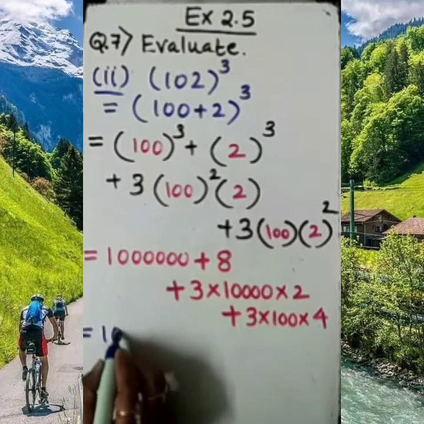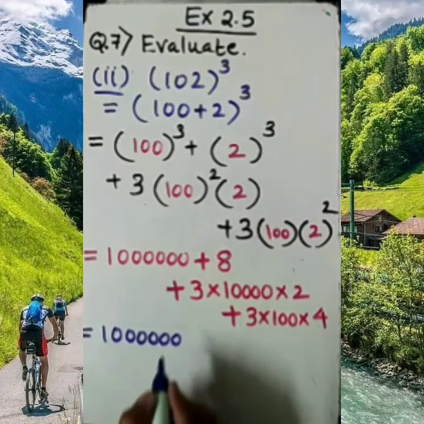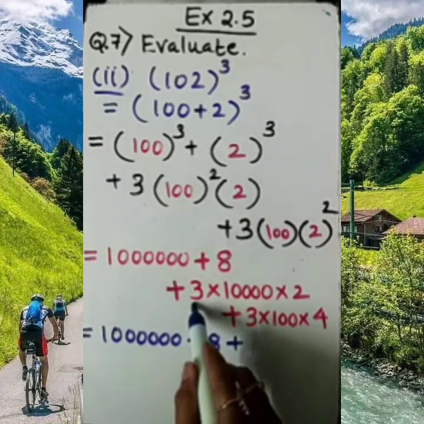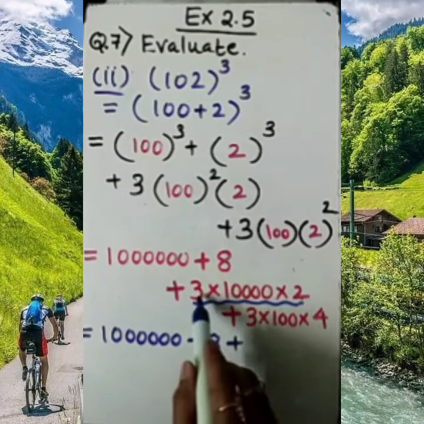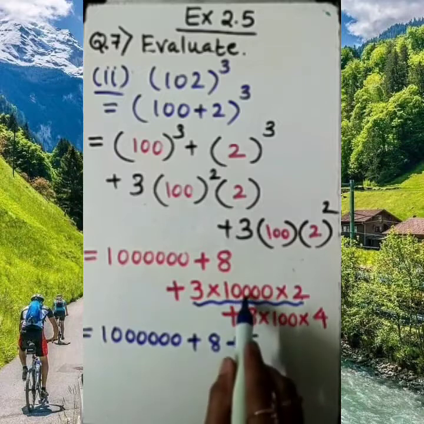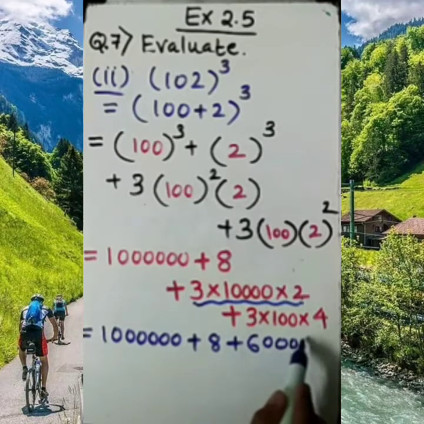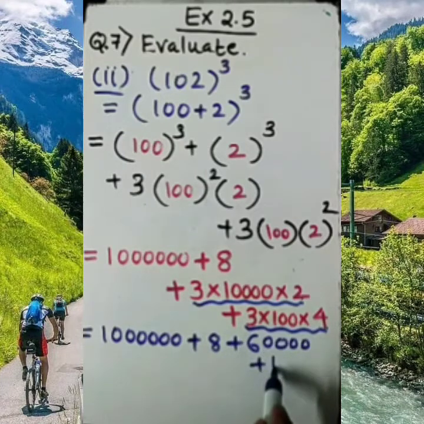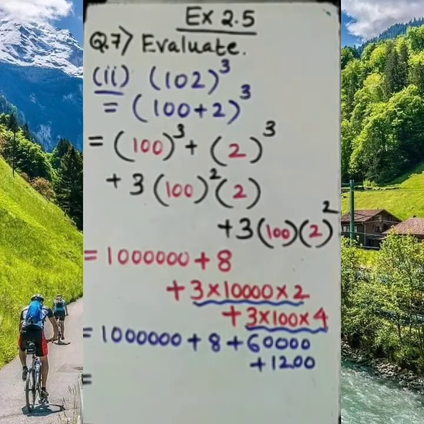Here I need to mention, here it is 10 lakh with 6 zeros plus 8 is already there. Now all these three terms are in multiplication. 3 2s are 6, and 1, 2, 3, 4 zeros will be there at the back. Plus 3 into 4, 3 4s are 12, and these 2 zeros are there, 1200. So dear student, we need to add all this. On the unit place is 8, so let's write 8.